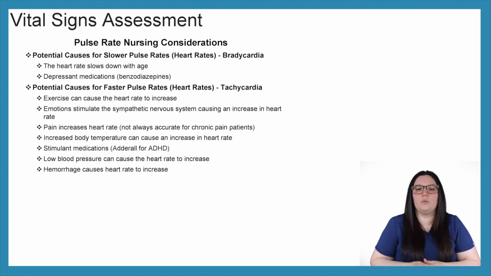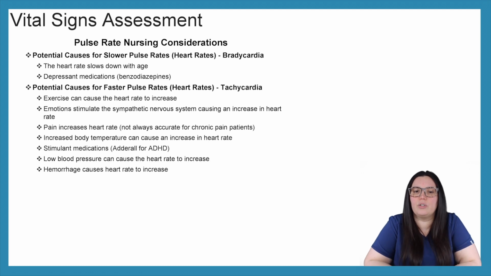Now, what are some potential causes when it comes to faster pulse rates, also known as tachycardias? Well, exercise can absolutely increase your heart rate. Emotions stimulate that sympathetic nervous system that we talked about before, causing an increase in heart rate. Pain can also increase the heart rate, not always accurate when it comes to our chronic pain patients because they tend to become accustomed to the pain, so they no longer show those other symptoms when it comes to pain. Increased body temperature can cause an increase in the heart rate. Stimulant medications such as Adderall for ADHD can increase it. Low blood pressure can cause the heart rate to increase.